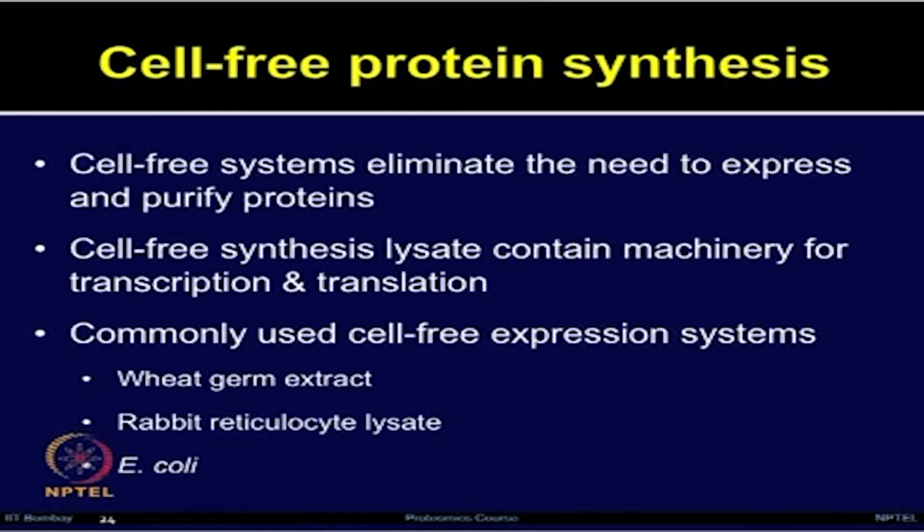So, the cell free synthesis systems eliminate the need for protein expression and purification in the cell based system. Various types of DNA templates can be used, such as PCR products or plasmids. The cell free synthesis lysate contains machinery for transcription as well as translation. The commonly used cell free expression systems include wheat germ extracts or WGE, rabbit reticulocyte lysate or RRL, and Escherichia coli or E. coli based systems.